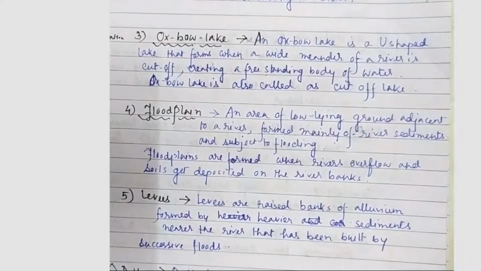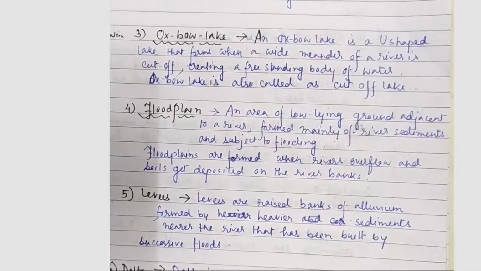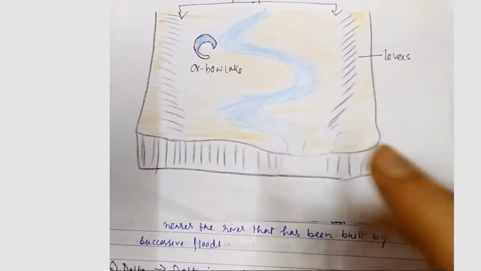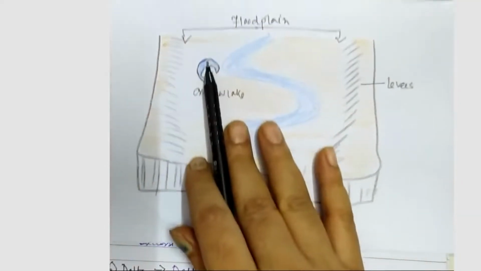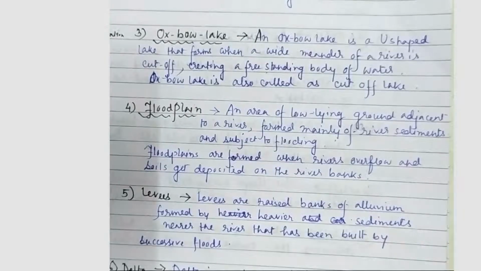Next one, floodplain. An area of low-lying ground adjacent to a river, formed mainly of river sediments and subject to flooding. Floodplains are formed when rivers overflow and soil gets deposited on the river banks. And this is the diagram. Okay, this is called floodplain. Okay, got it now?